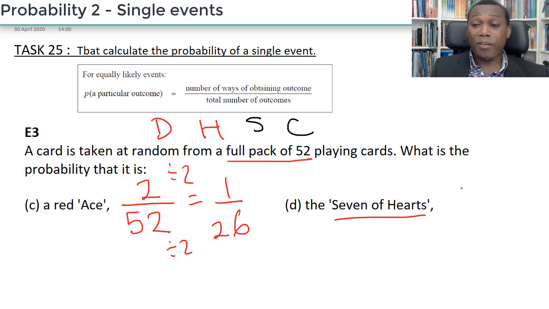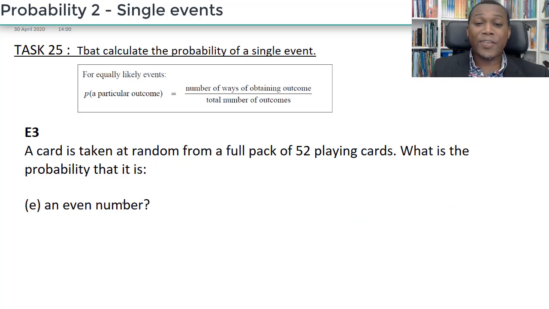Exactly. There's only 1 of them. There's 4 7s, but only 1 7 of hearts. So 1 on 52. 1 on 52 for D. And let us finish off the very, very last one we had to do for this one, an even number.